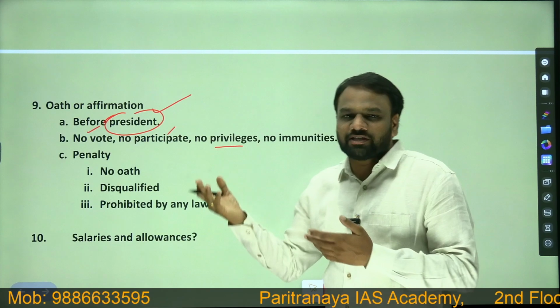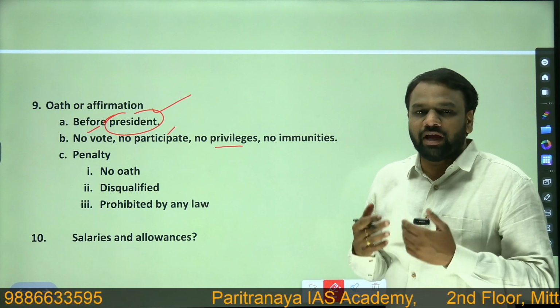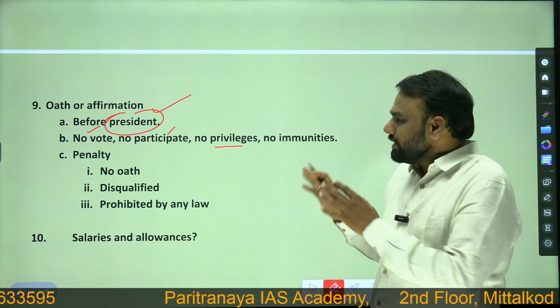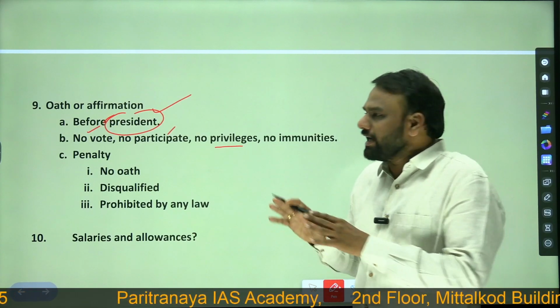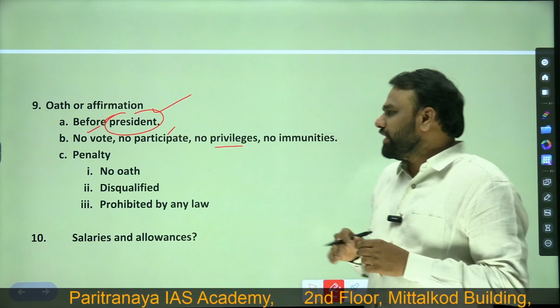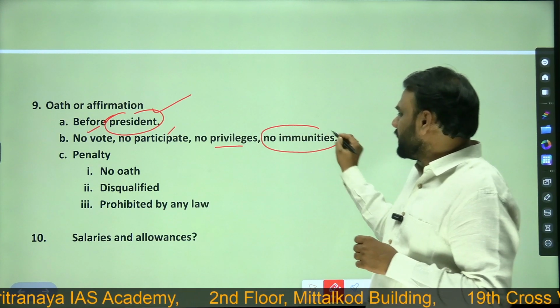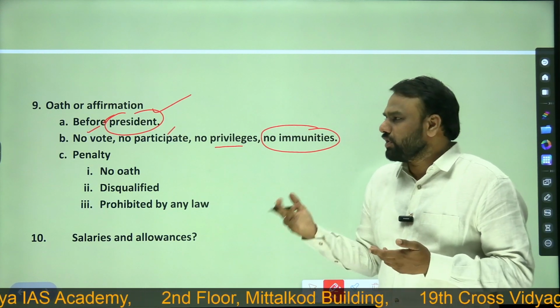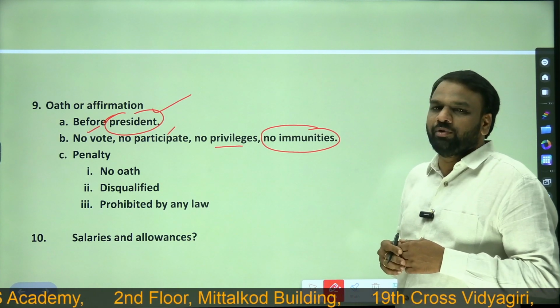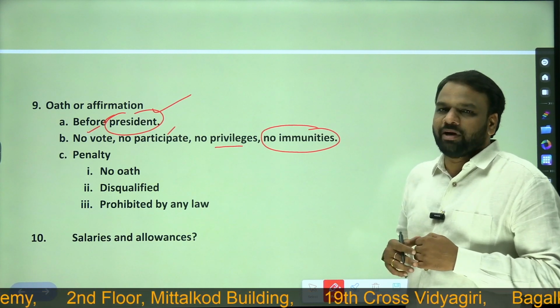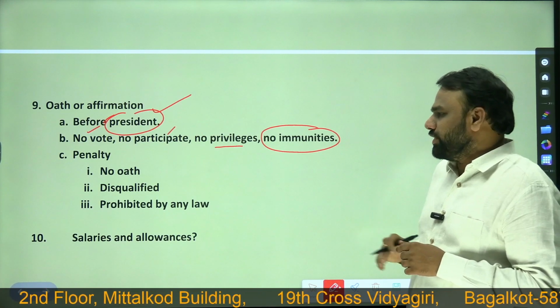Later on we will be discussing that Lok Sabha and Rajya Sabha members will be enjoying certain privileges. So they will be deprived of these privileges until and unless they take oath. So oath is very important. They have to take the oath. Next, no immunities. Until they take oath, they will not be enjoying the immunities. There are certain immunities which are enjoyed by members of Lok Sabha and Rajya Sabha. So they no longer enjoy these immunities.